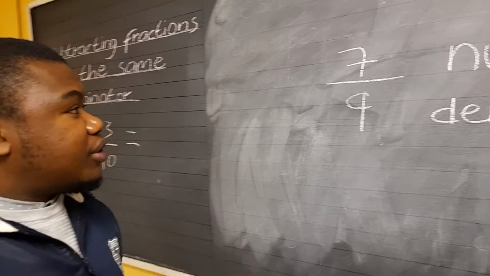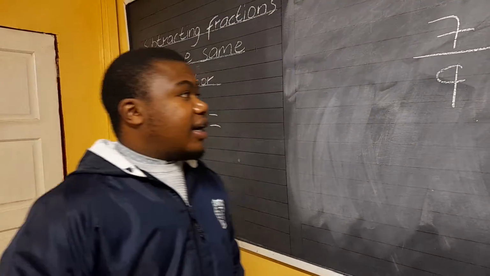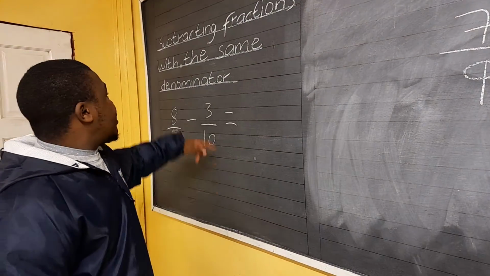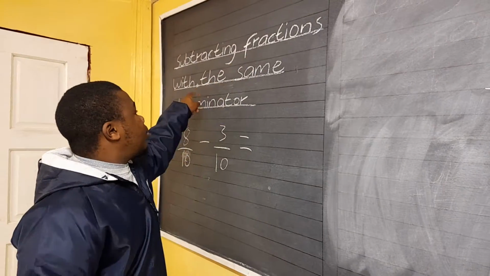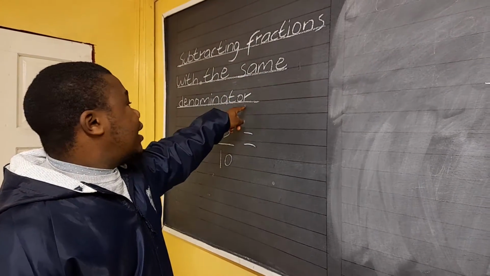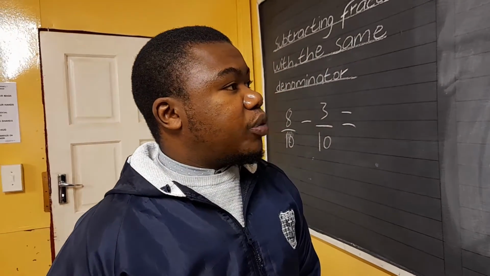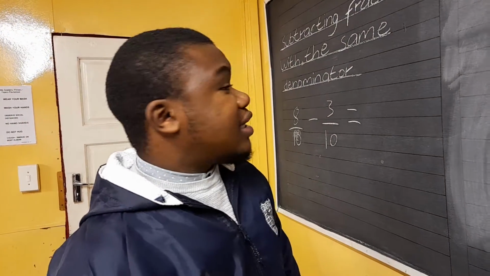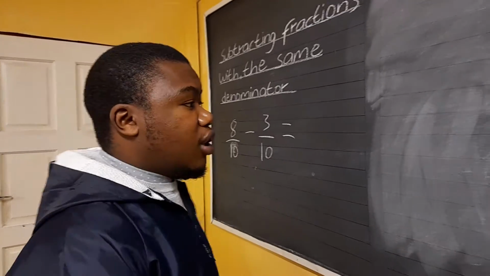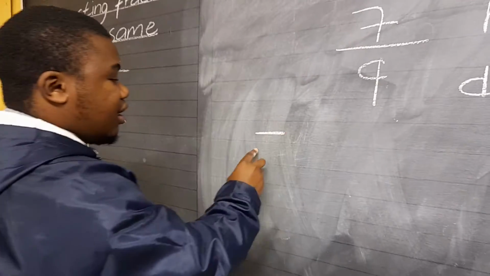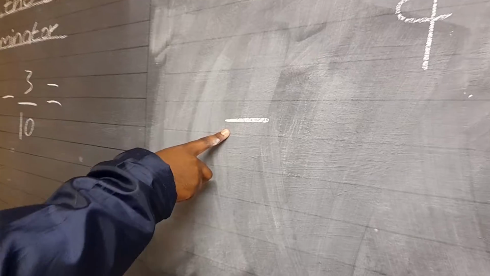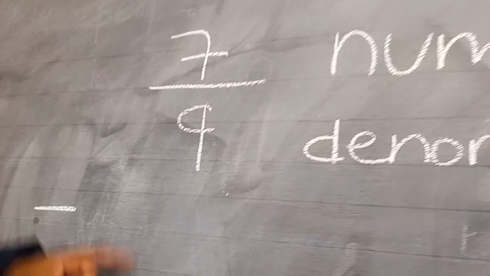Today we'll be looking at mathematics, and the topic is subtracting fractions with the same denominator. Last time we spoke, we were doing adding fractions with the same denominator, but this time around we are doing subtraction. This is the sign for subtraction, and here we have a fraction.